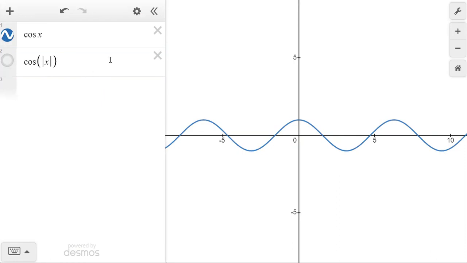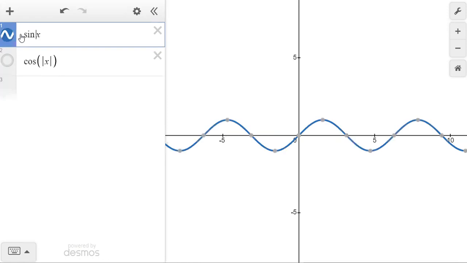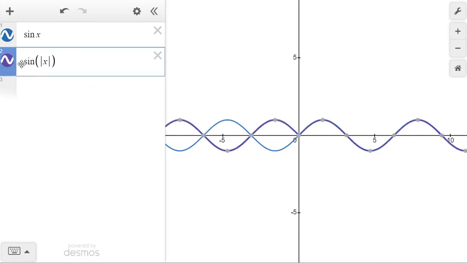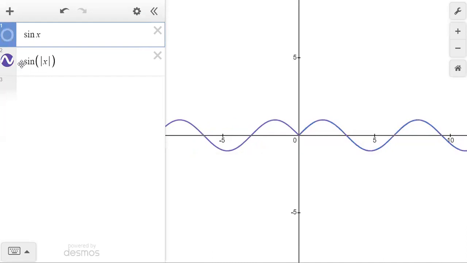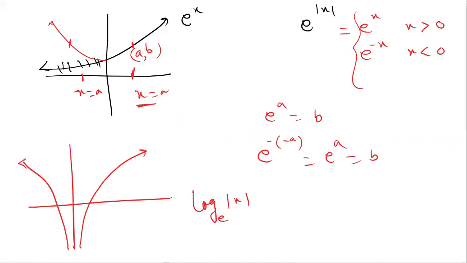But in sin x, you will see the change. This is the graph of sin x. And this is the graph of sine of mod x. See the changes. What happens? For sin x, the blue part is omitted completely. For sine of mod x, there is no left part. So these are the things that you have to remember.